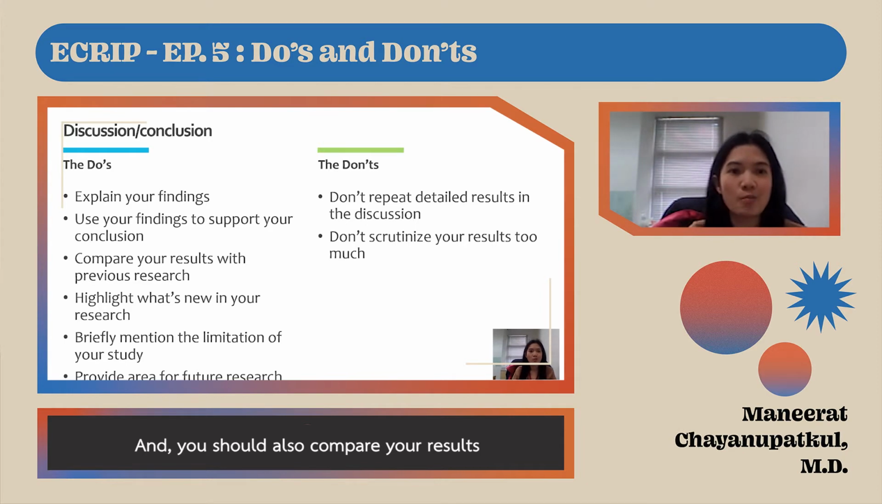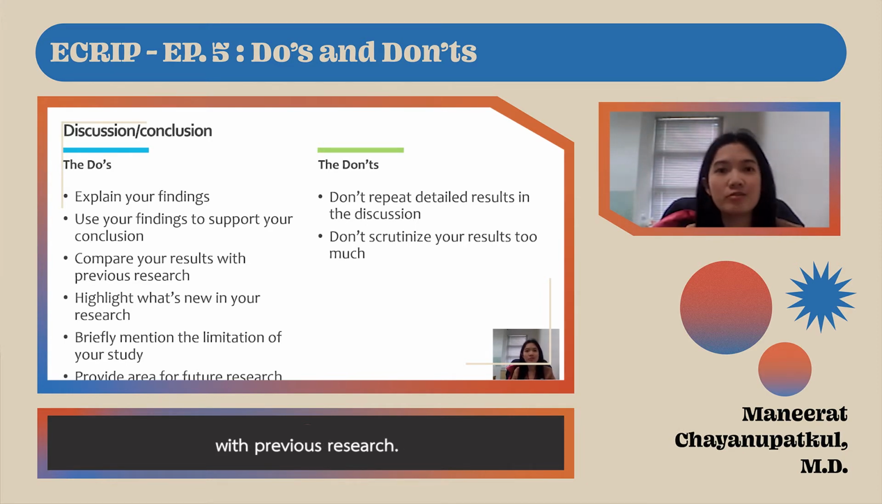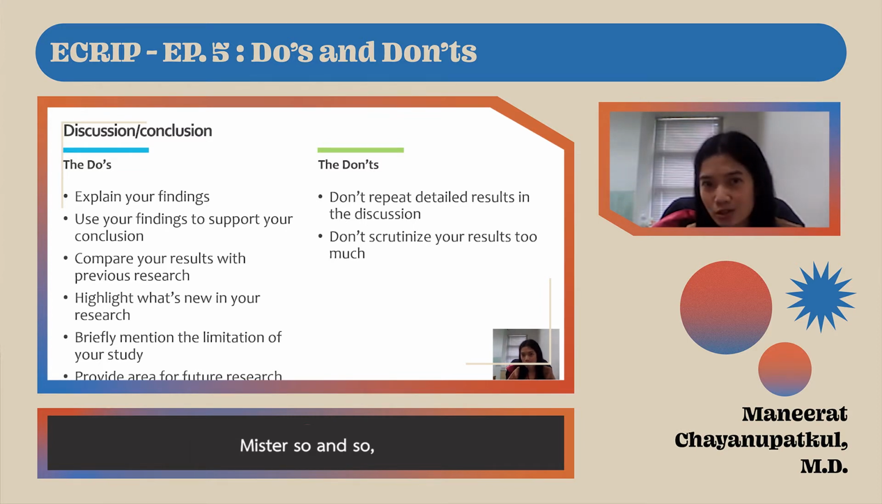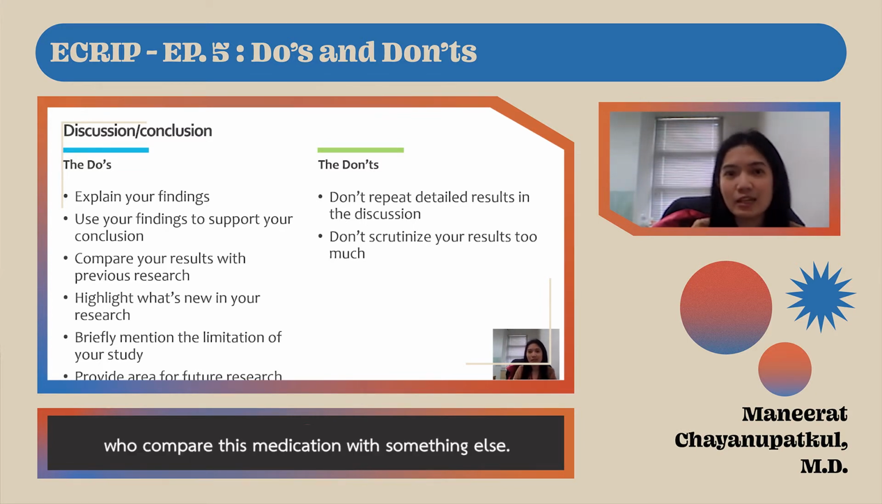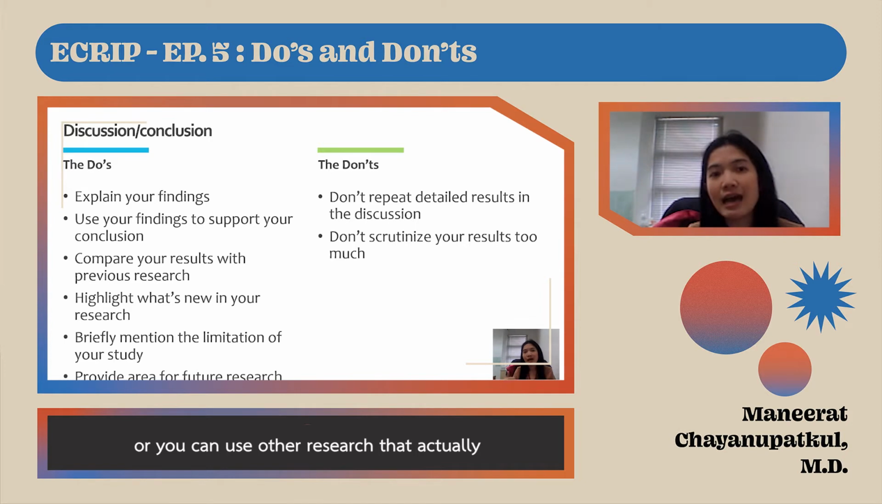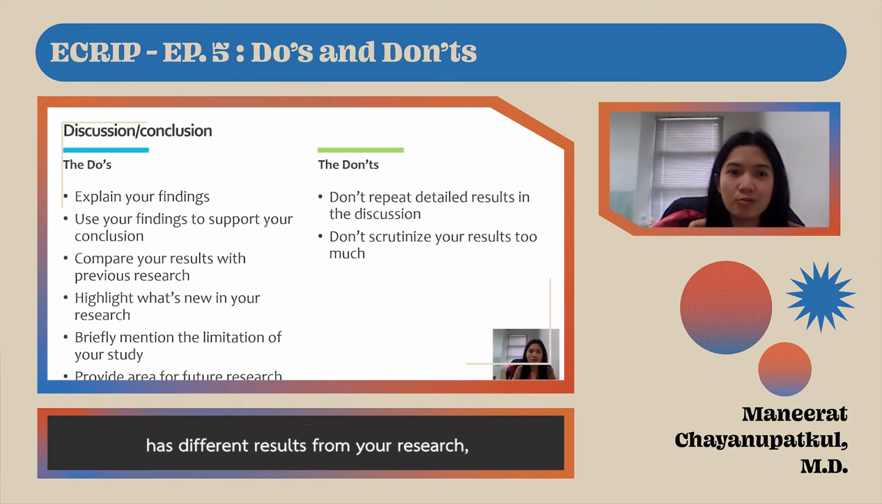And you should also compare your results with previous research. For example, okay, we found that this medication reduced liver inflammation, which is consistent with research done by Mr. So-and-so, who compared this medication with something else, and they found that it reduced inflammation. Or you can use other research that actually has different results from your research.